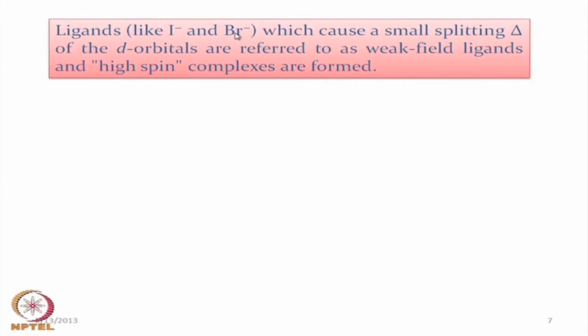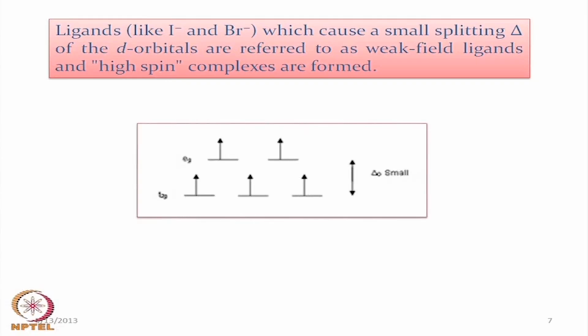Similarly, the other two ligands, iodide and bromide, if we compare them with nitrite, they cannot cause very large splitting as we have seen in the case of the nitrite ion. So, for bromide and iodide, that means the bromo and iodo compounds of iron, we have a splitting which is less than that we observed just now for the nitrite complex. So, small splitting delta of the d orbitals is considered as weak field ligands, and as a result high spin complexes result. That means whatever compound we get with iodo and bromo ligands, they are all high spin. That means the maximum number of unpaired electrons can be there.